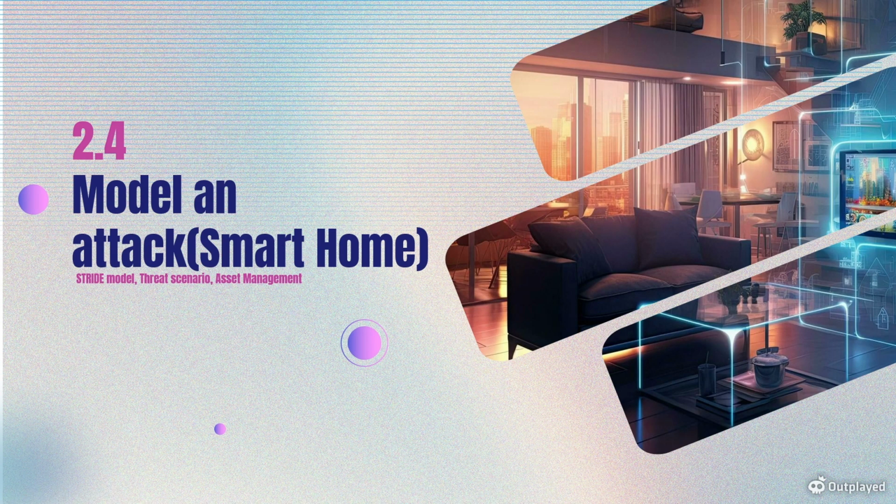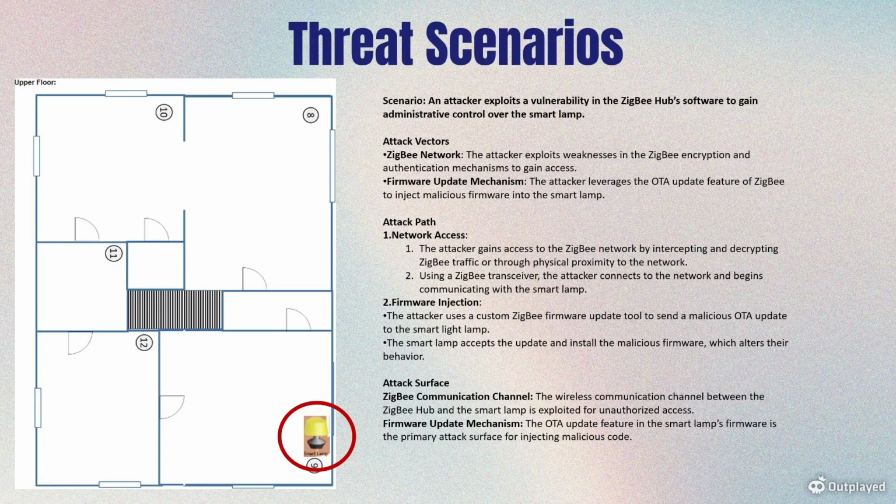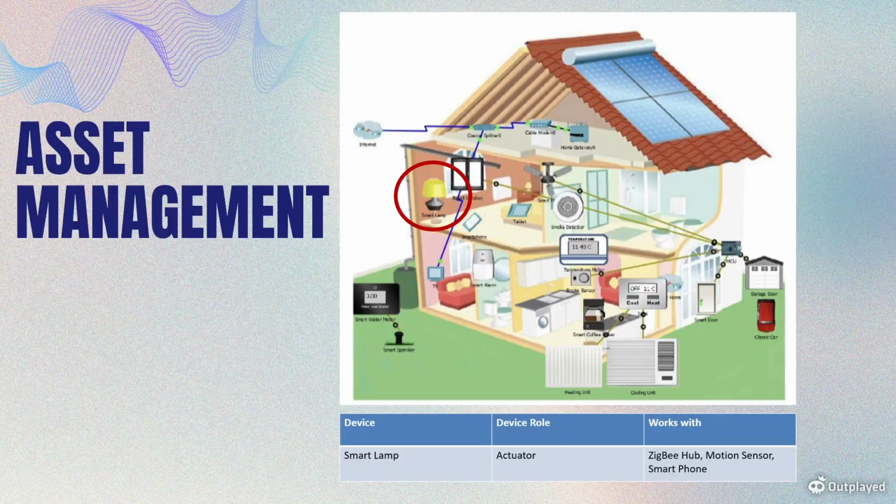I will be talking about modeling an attack in the smart home, so I will cover threat model, threat scenario, and asset management. So first, asset management. I have decided to choose the device, which is the smart lamp, as you can see in this smart home diagram, and it is circled in red. This device is an actuator, and it works with a ZigBee hub, motion sensor, and a smartphone.